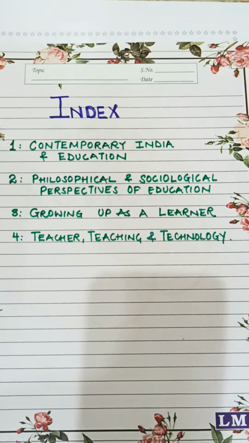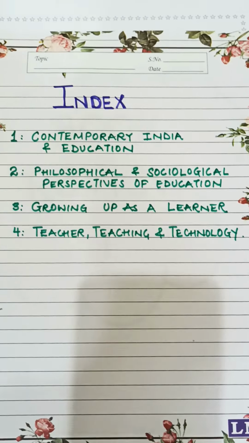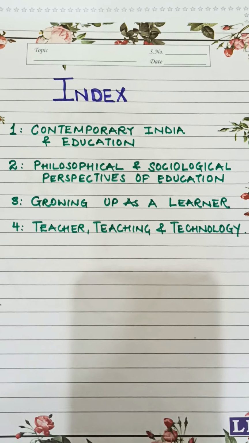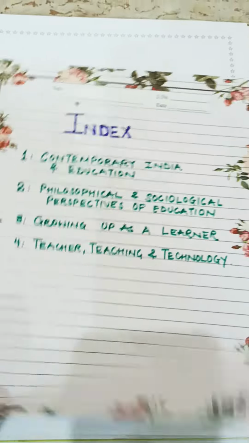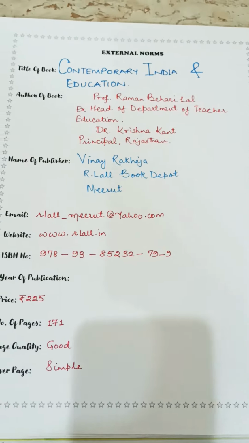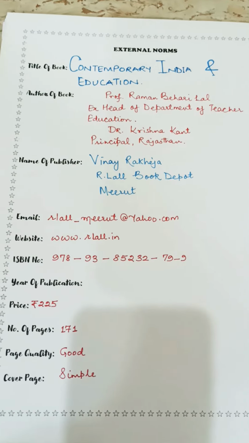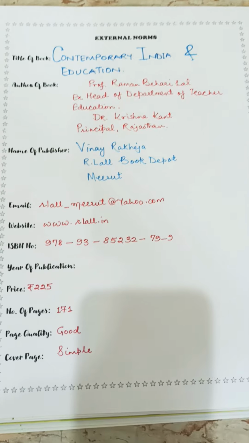Here we are going to have the list of the books that we have written the reviews about. In this video, I'm going to tell you about the four core courses only. So we're going to start the first book review here. I have Contemporary India and Education. Now you see, these are the external norms. This is the external information of the book.